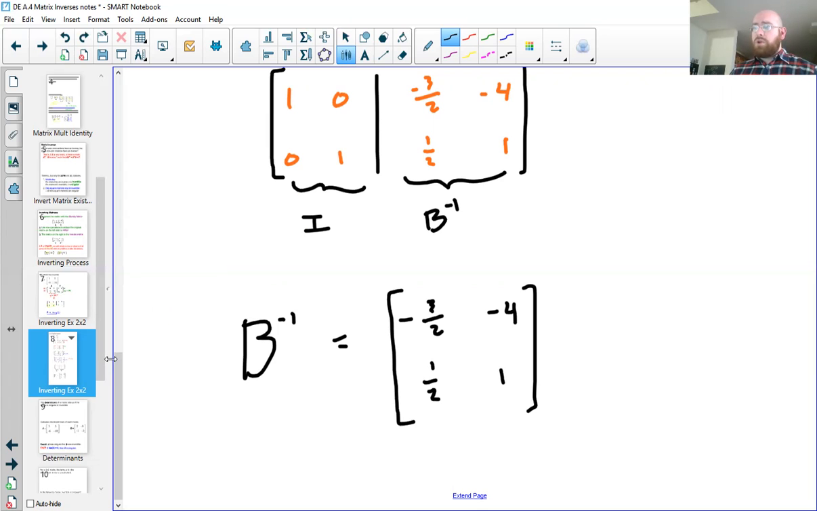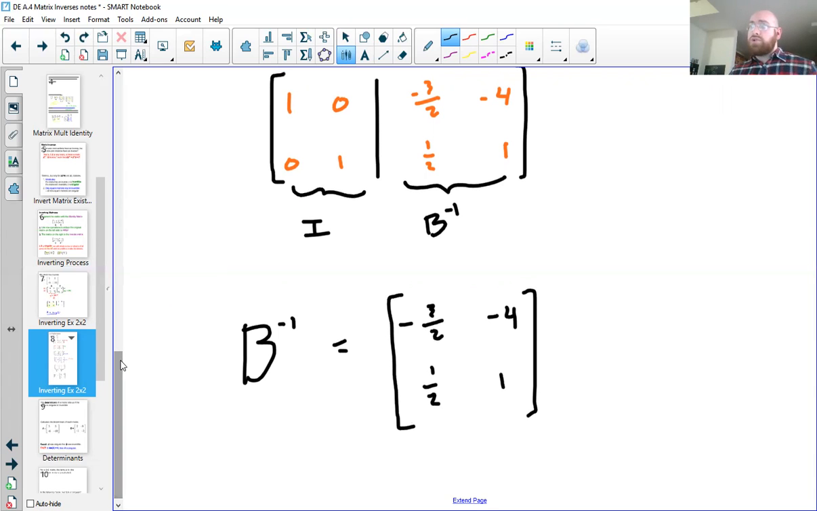In the next video, we are going to look at finding a shortcut to know if a matrix has an inverse without trying to find it.